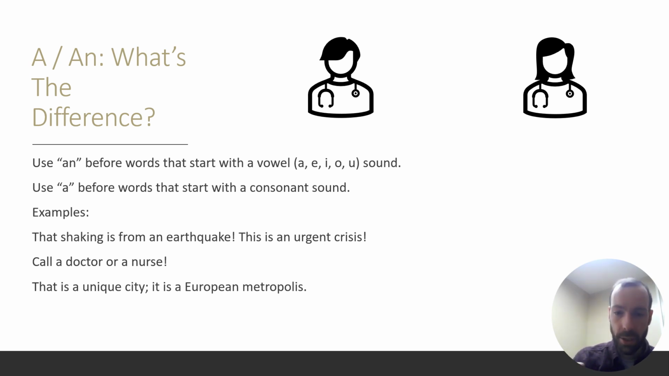Y, unique, European, a unique city, a European metropolis. In these cases, we use the article a because these words, even though they start with a vowel, have a consonant sound at the beginning. This has not always been the case, and especially if you look at some older texts, they strictly follow the vowel or consonant letter rule. They don't base it off of sound, they base it off of the actual letter. But today in common practice, we base it off of the sound, not the letter.